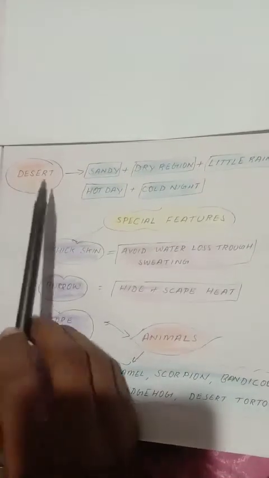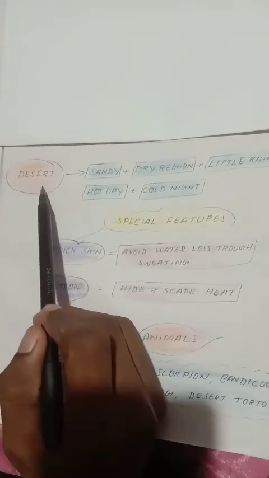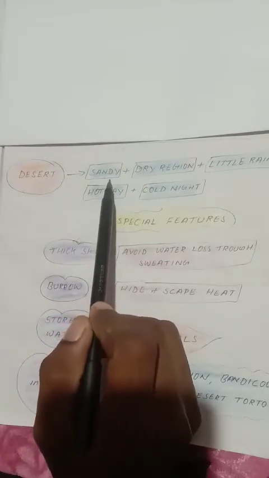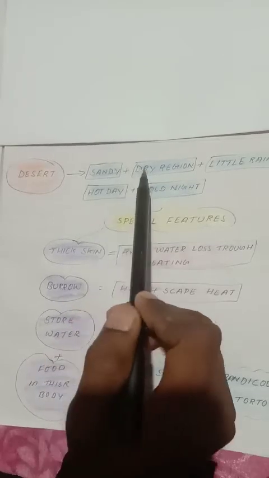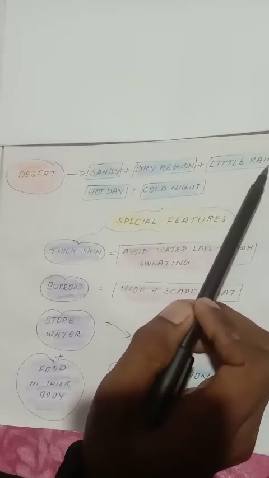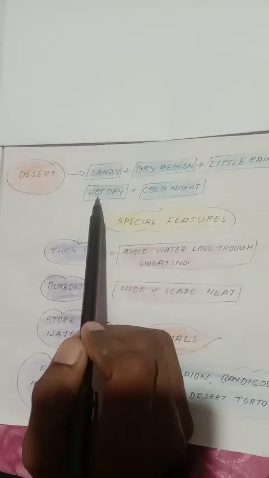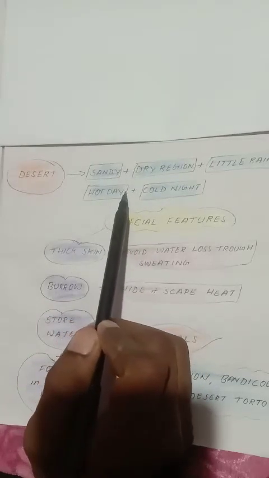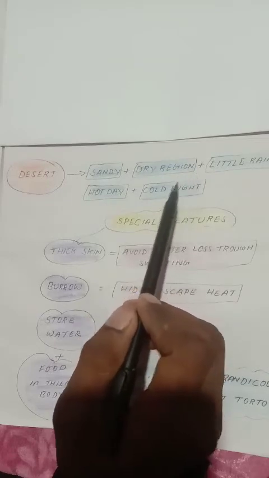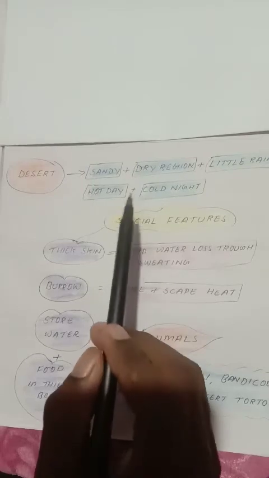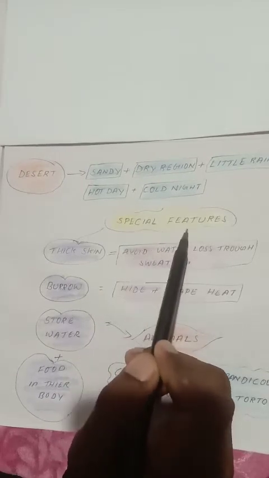Next you have the desert habitat. How do you know this is a desert? The place looks sandy and totally dry. There is little rainfall, in the daytime it is very hot, and at night it is very cold. Because of these climatic reasons, we have different types of animals with very special features.